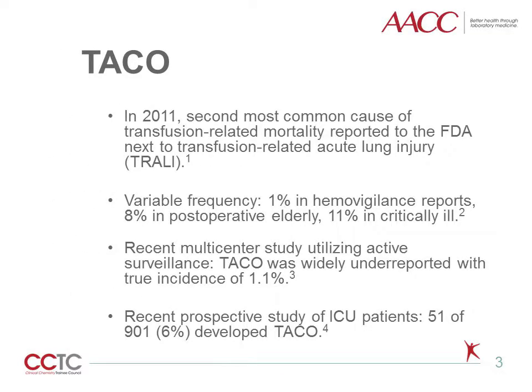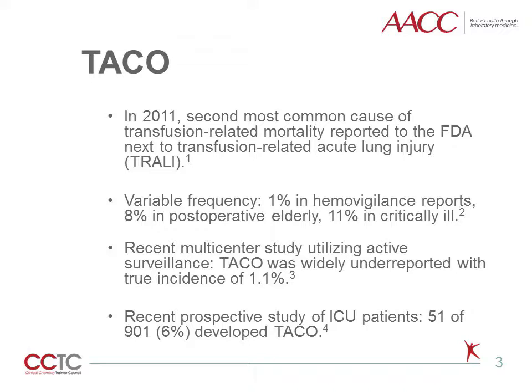In 2011, transfusion-associated circulatory overload was the second most common cause of transfusion-related mortality reported to the Food and Drug Administration, next to transfusion-related acute lung injury, or TRALI. It is an under-recognized and under-reported condition. The frequency varies from 1% in passive hemovigilance reporting to 8% in post-operative elderly patients to 11% in critically ill patients. A recent multi-center study utilizing active surveillance showed TACO to be widely underreported with a true incidence of 1.1%.